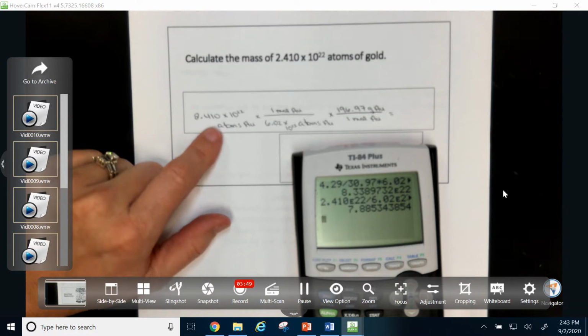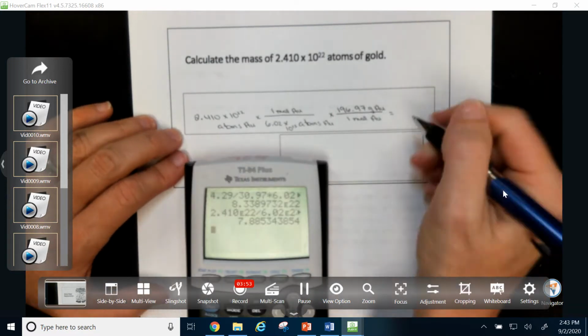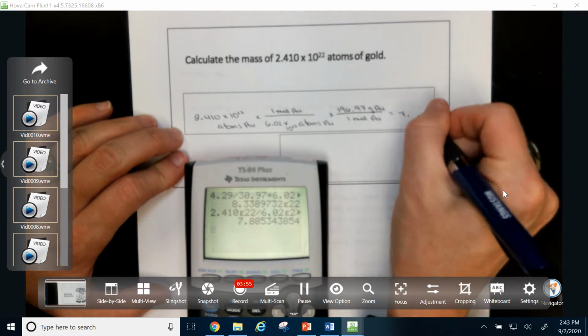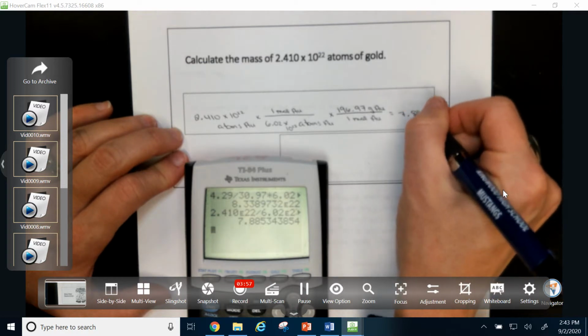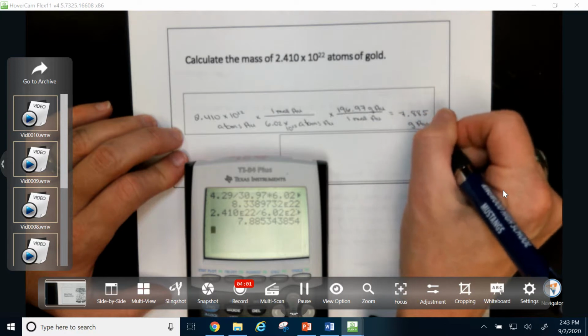And I'm going to have 4 sig figs for my answer because there's 4 sig figs in the given. So I'm going to record my answer as 7.885 grams of Au.